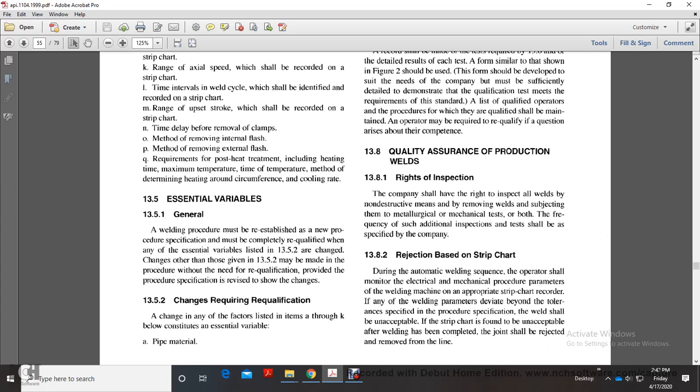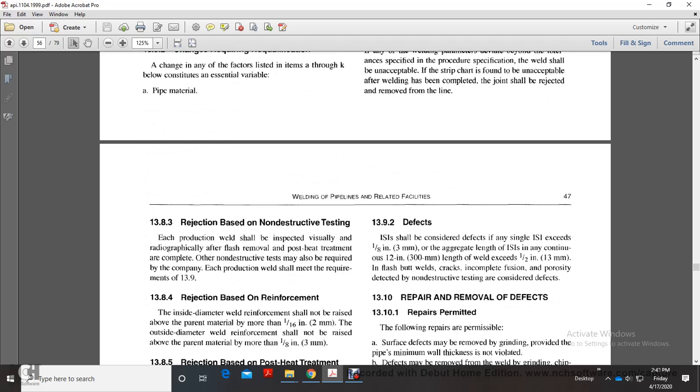13.8.2, Rejection based on strip chart. During the automatic welding sequence, the operator shall monitor the electrical and mechanical procedure parameters on the welding machine and the strip chart recorder. If any of the welding parameters deviate beyond the tolerance specified in the procedure specification, the weld shall be considered unacceptable. If the strip chart is found unacceptable after welding has been completed, the joint shall be rejected and removed from the line.